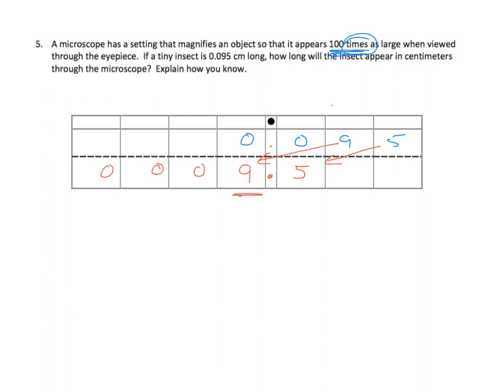I've verbally outlined that. Creating a diagram is helpful in making your statement and also proving evidence of your thinking. And of course, we should also make a statement. The insect will appear to be 9 5/10 centimeters long.